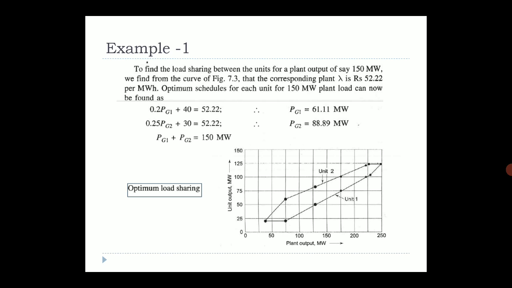So the optimal schedules of each unit for the 150 megawatt plant output can now be found. Once you get the value of lambda, you can get the power of the two units, Pg1 and Pg2, and you can see Pg1 plus Pg2 is equal to 150 megawatt.